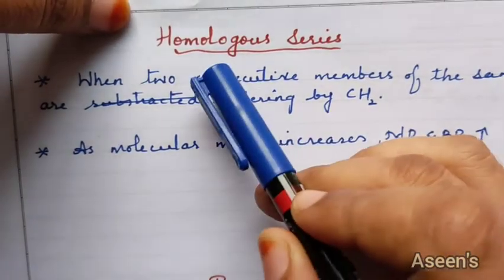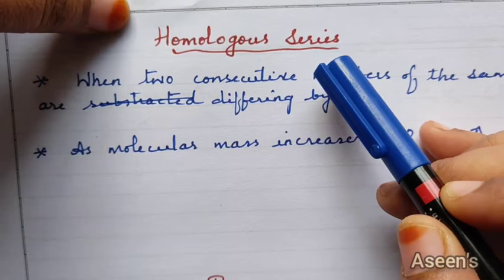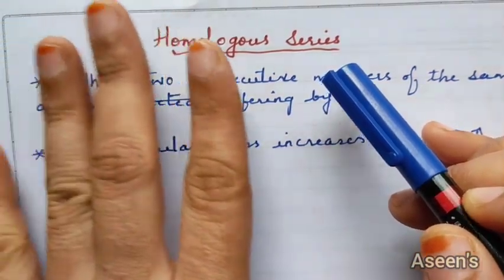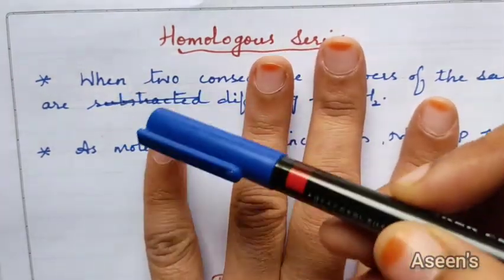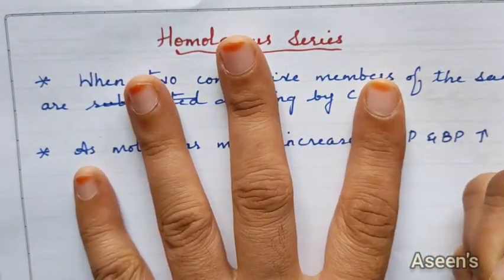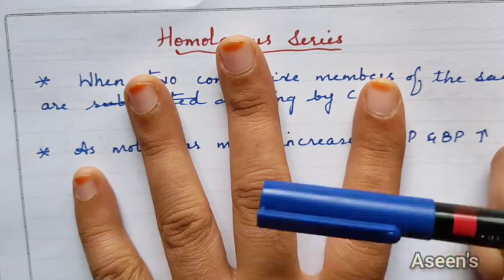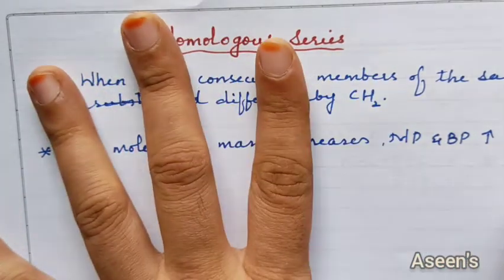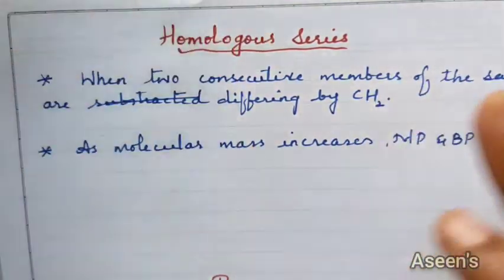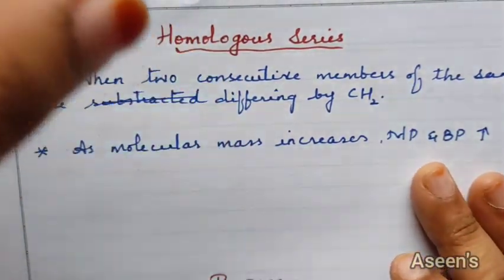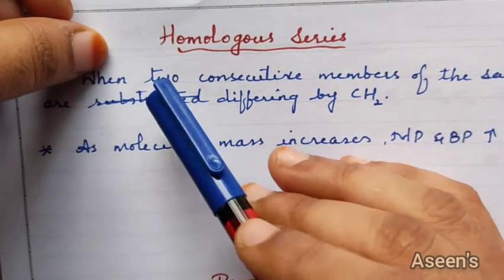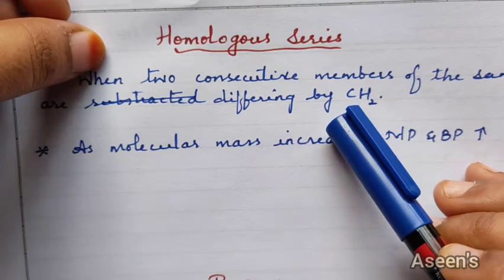Okay, so when we are talking about homologous series, we need to select a family from our carbon compounds. Like for example, we have got alkanes, alkenes, alkynes. Then over there we have also got families with the functional groups, that is alcohol, aldehydes, ketones, carboxylic acid, and so on. So we need to select a particular family and we need to select two consecutive members.